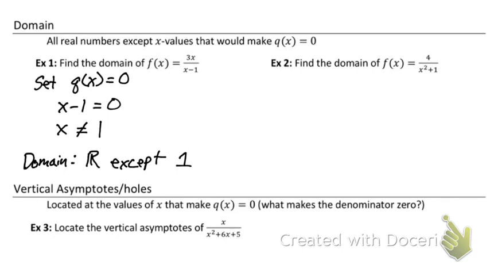Our next one, we need to figure out where the denominator equals 0. So I'll say x squared plus 1 equals 0. However, if you're really clever, think about that. What value of x makes that equal 0?